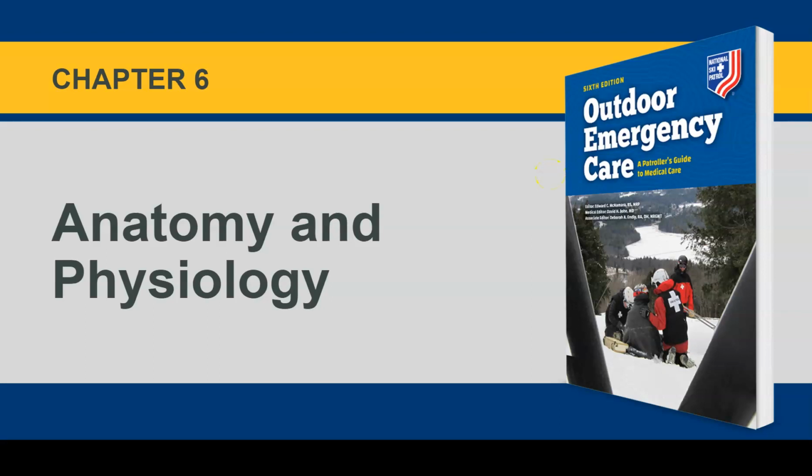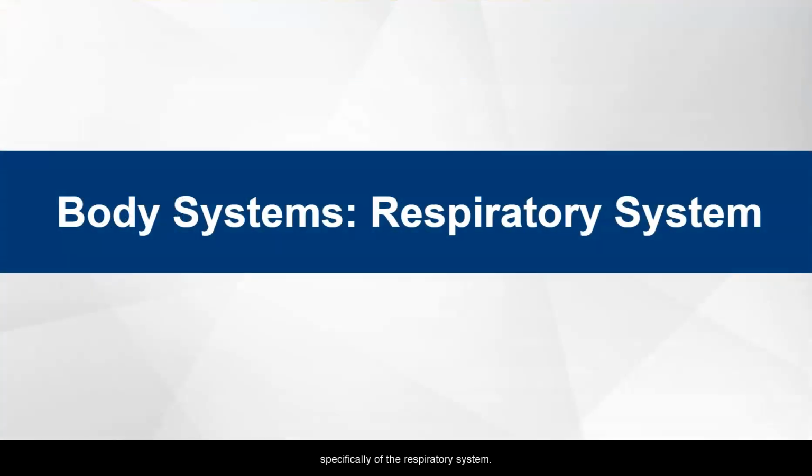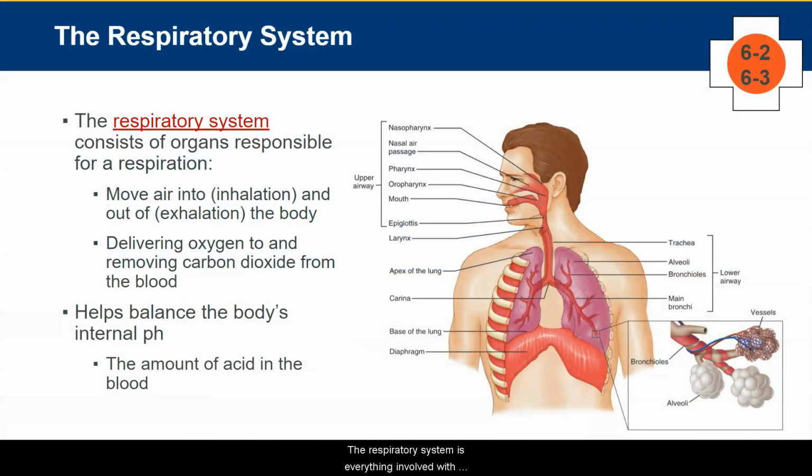In this video, we continue Chapter 6 with Anatomy and Physiology, and we're going to focus on the anatomy and physiology specifically of the respiratory system. So the respiratory system is everything involved with inhalation and exhalation, oxygen on the way in during inhalation, and then carbon dioxide removed from the blood during exhalation.